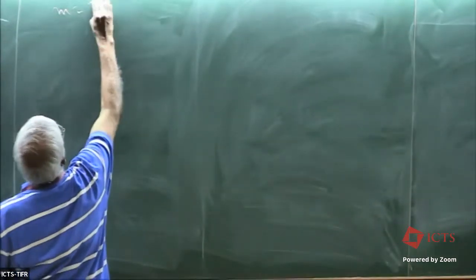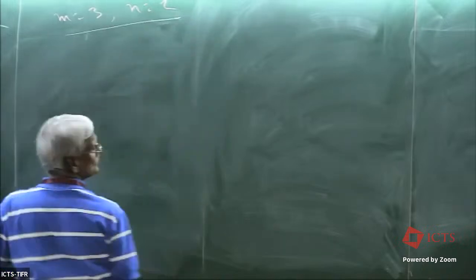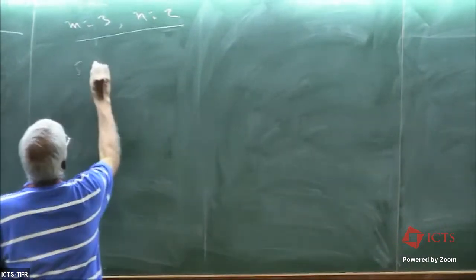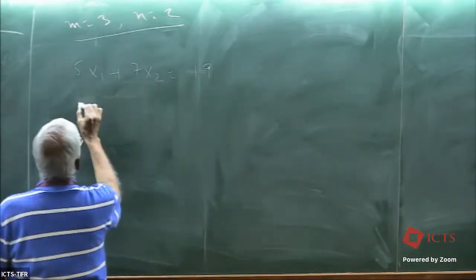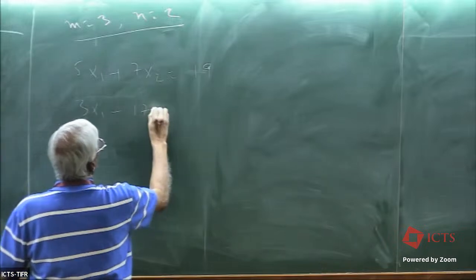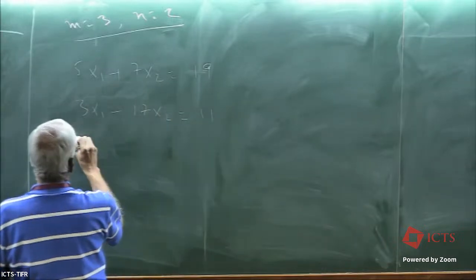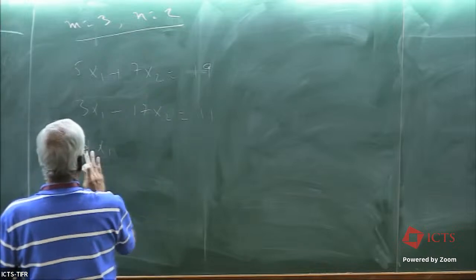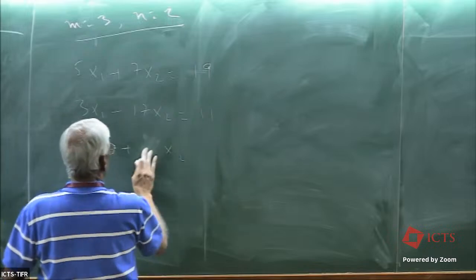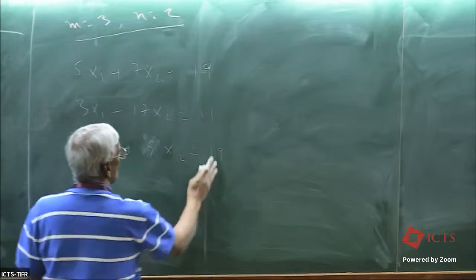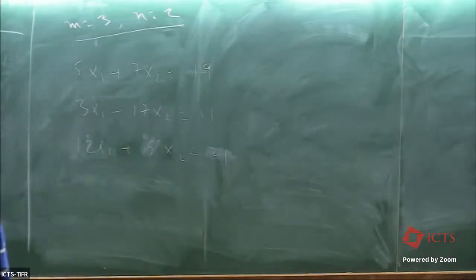So let's try to say m is 3, n is 2. 5x1 plus 7x2 is equal to 19. 3x1 minus 17x2 is equal to 11. 11x1, oh, I kept the same number, plus 5x2, I had 5. 9x2 is equal to 19. Oh, not 19, 21. That's for the fun of it. 3 equations and 2 unknowns.